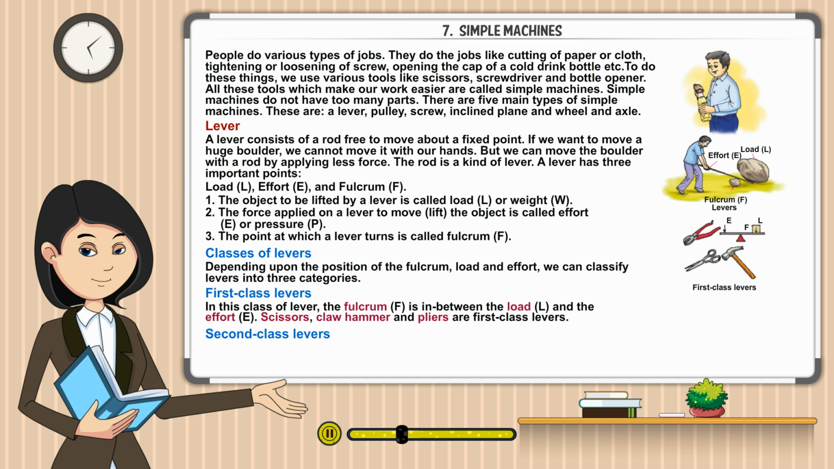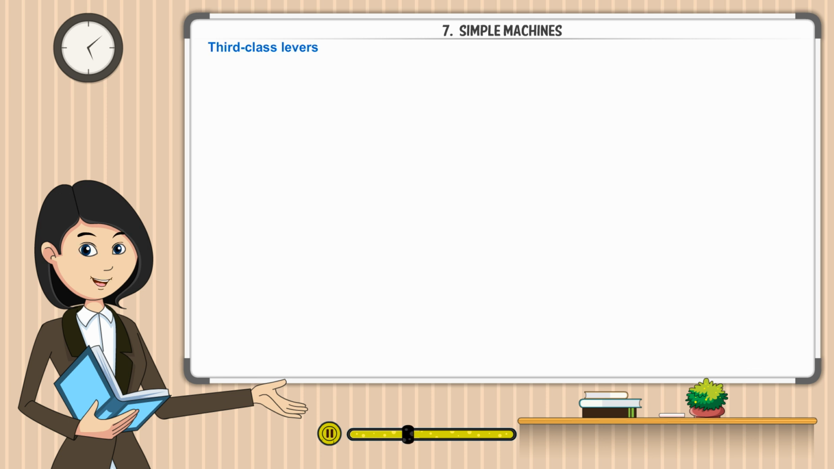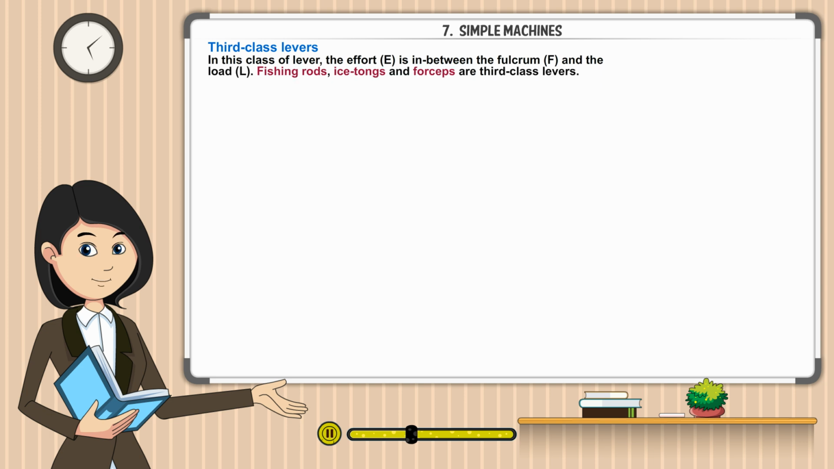Second-class levers. In this class of lever, the load, L, is in between the fulcrum, F, and the effort, E. Bottle opener, wheelbarrow, and nutcracker are second-class levers. Third-class levers. In this class of lever, the effort, E, is in between the fulcrum, F, and the load, L. Fishing rods, ice tongs, and forceps are third-class levers.